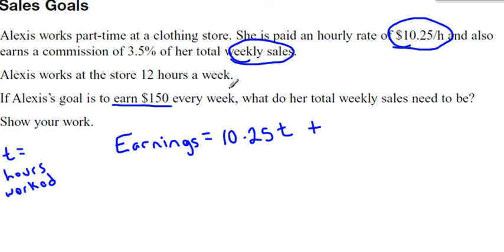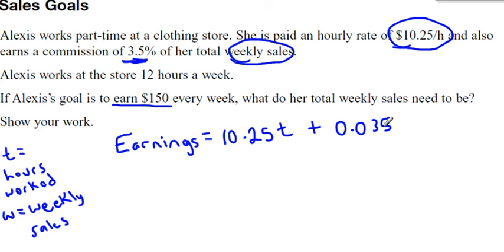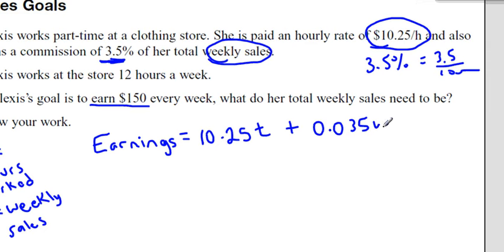She also gets 3.5% of her weekly sales. So I'm going to let W, because I don't like using S as a variable, it looks too much like a 5, be her weekly sales, and she earns 3.5% of that. Remember from the previous part of the video, we use decimals in our math, not the actual percentage. So 3.5%, we already did that calculation, but remember it was 3.5 divided by 100. So she earns 3.5% of her weekly sales.